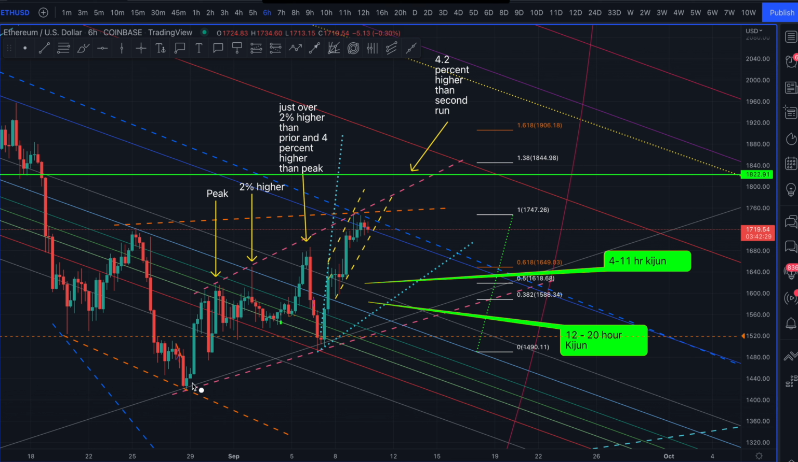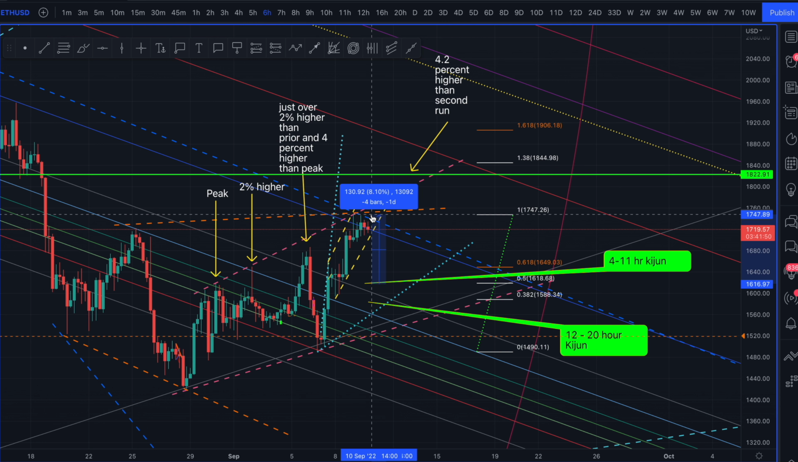This was our first run on Ethereum, okay? So this was the peak. And then it bounced up again, got 2% higher, bounced up again, got another 2% higher, it was actually 2.2%. And then that was the end of the first run. Then this was our second run. The second run here was 8.10% higher than the peak of the first run.